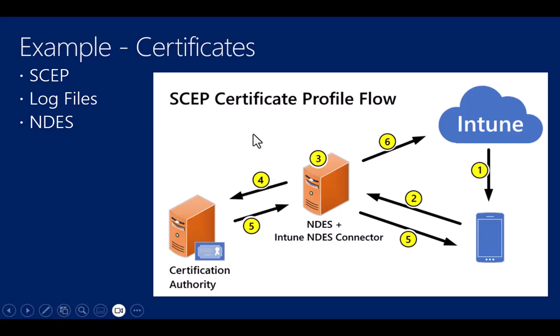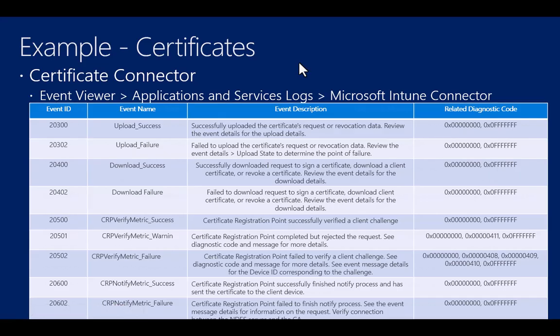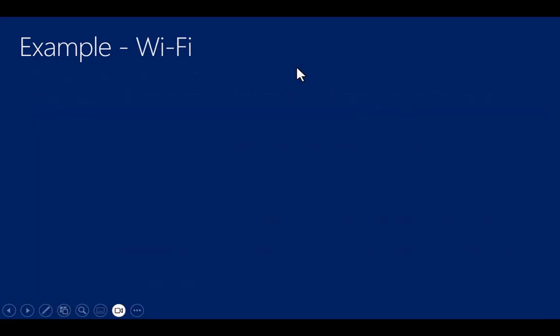There are ways to validate the flow and such. I'm not going to go into that, just to show you that the certificate connector has its own event log, and here are the different event codes that could come up. Again, I'm just pulling these out of the documentation so you can see, but that's an example, right?